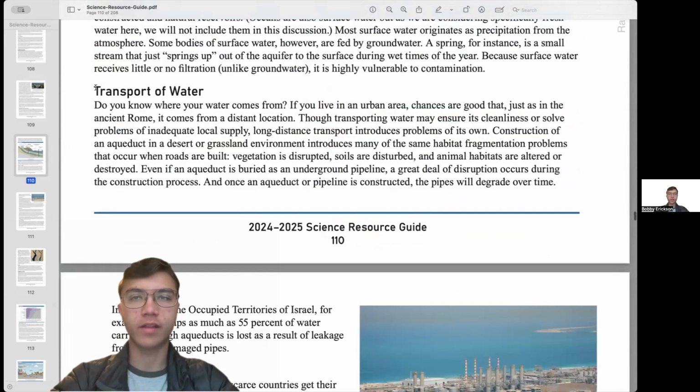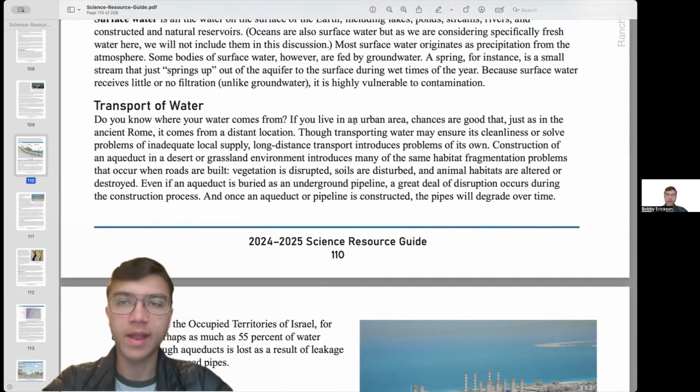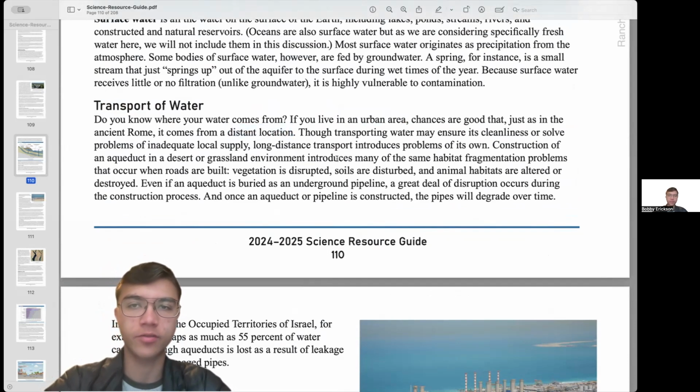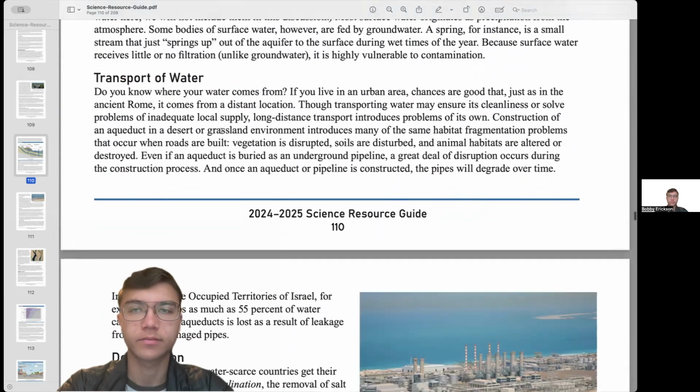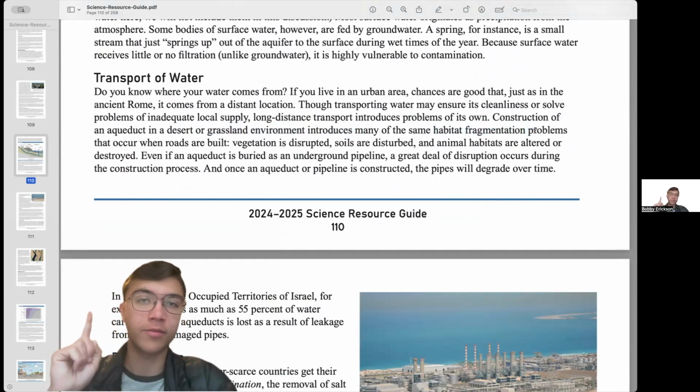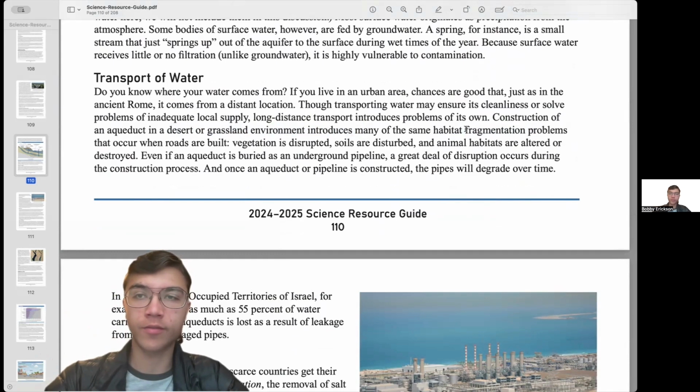Next up, let's talk about the transport of water. So we talked about the aqueducts, which were made in Rome, but usually still today we get a lot of our water from distant locations. And so this actually has to ensure a couple things: cleanliness and a long distance transport that is the cause of inadequate local supply. And so in grassland or desert environments, this actually creates some habitat fragmentation problems. So this is one of the first problems that we were introduced to in transporting water.